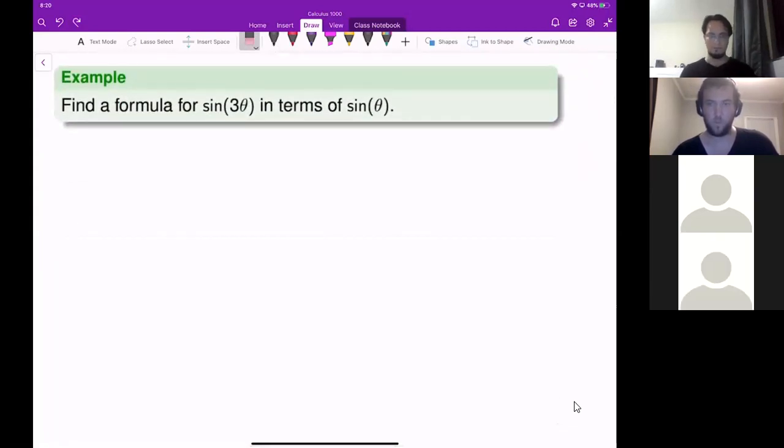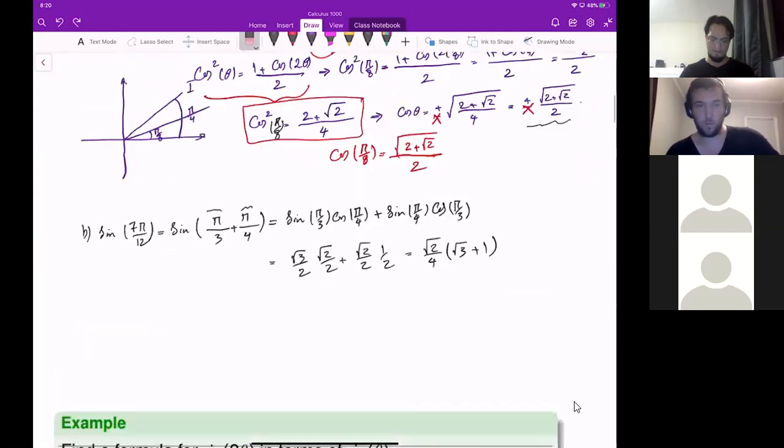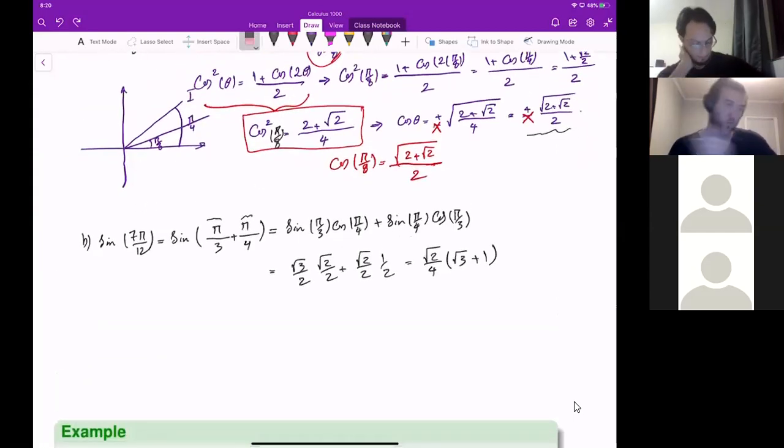I have a question. Sure. It's for number B, the sine of 7 pi over 12. I'm not sure if you skipped a step, but shouldn't it first be 4 pi over 12 plus 3 pi over 12, and then we would simplify it to pi over 3 plus pi over 4, or did you do something else?